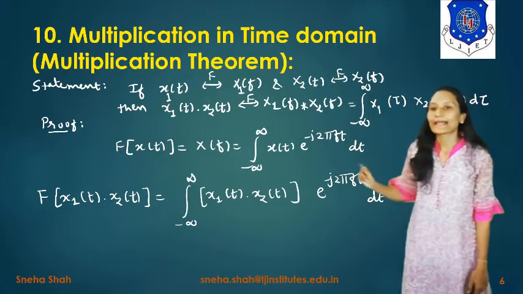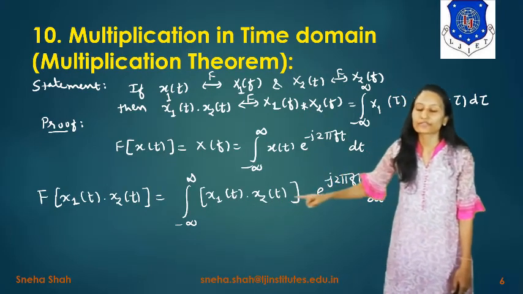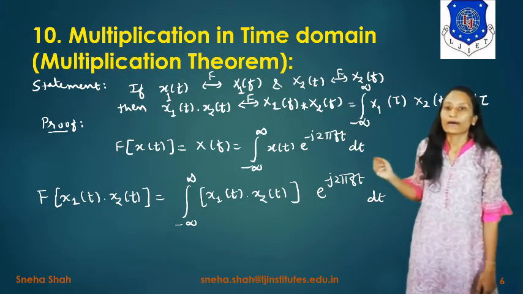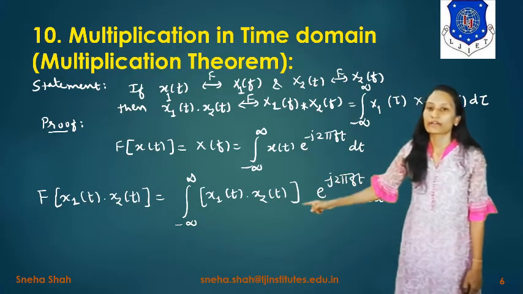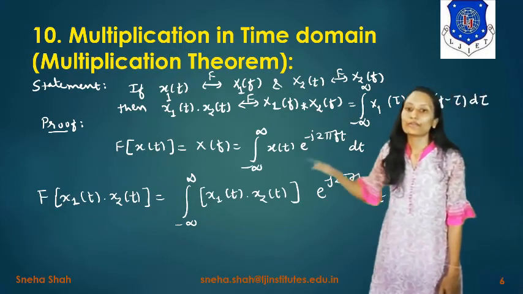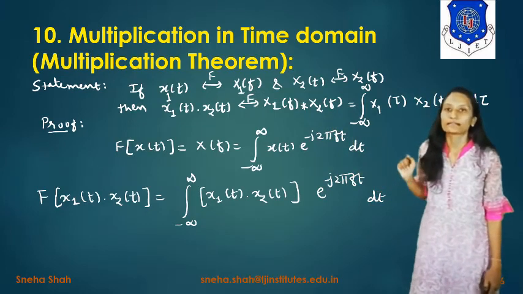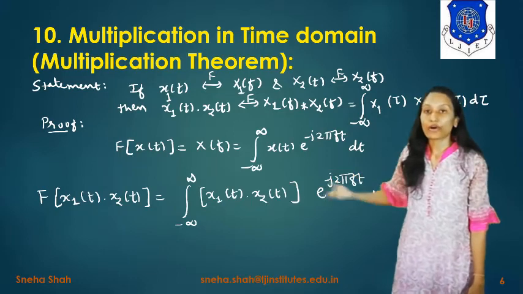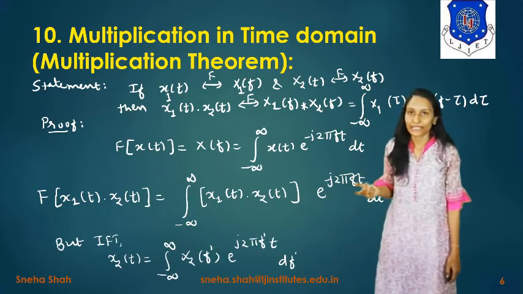So the term will be like this: integration over minus infinity to infinity of x1(t) times x2(t) times e^(-j2πft) dt. Now in this equation, we have to find the value of x1(t) or x2(t), and then we will put that value over here, and after simplification it will give you the final answer. If we are finding the value of x1(t) or x2(t), it will be found by using the inverse Fourier transform, right?